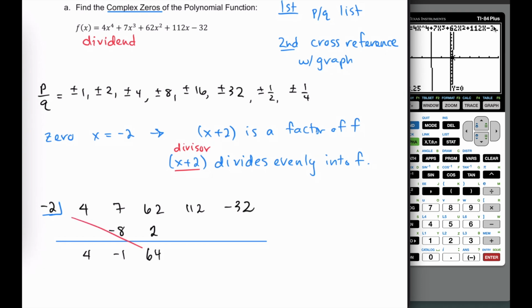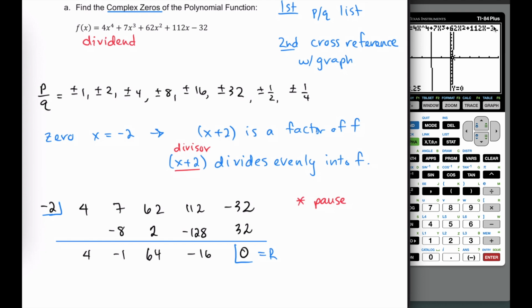Multiply on the diagonal. The product is negative 128. Combine down to get negative 16. Multiply on the diagonal to get positive 32. And combine down to get the remainder of 0, which is what we were expecting since we already saw on the graph that this is a 0.